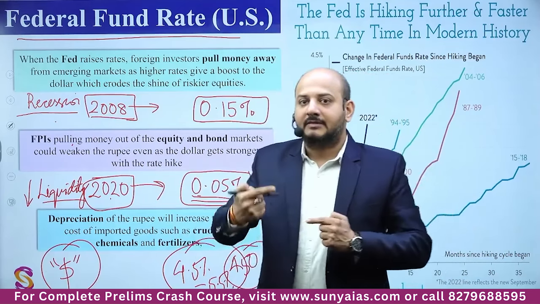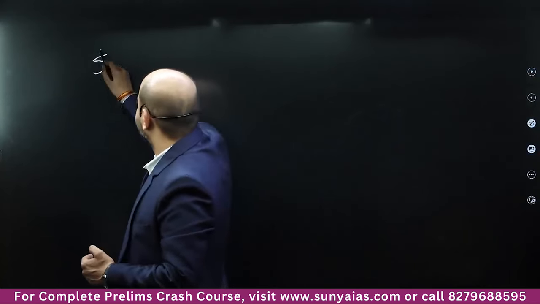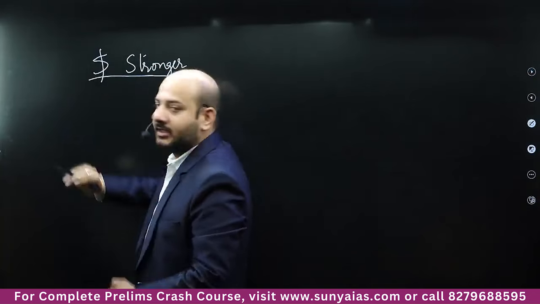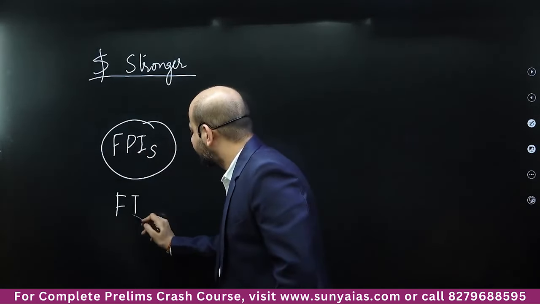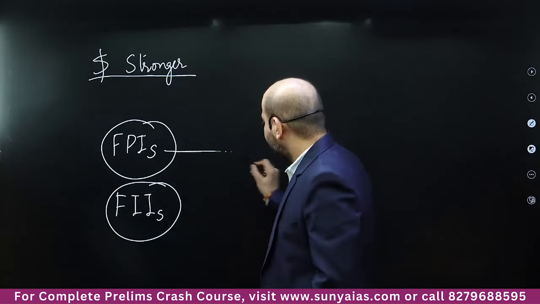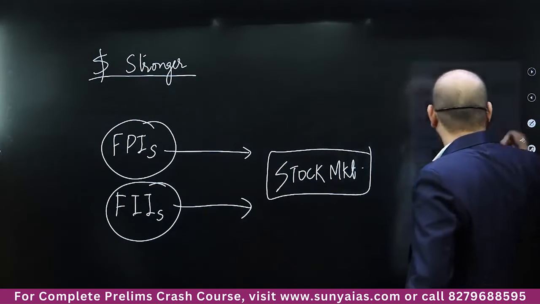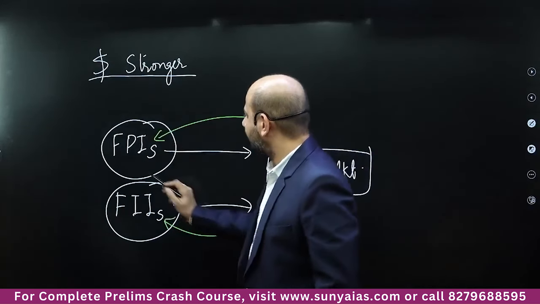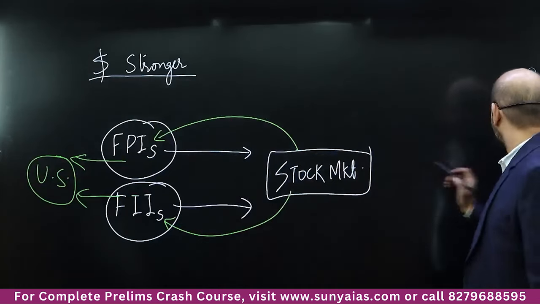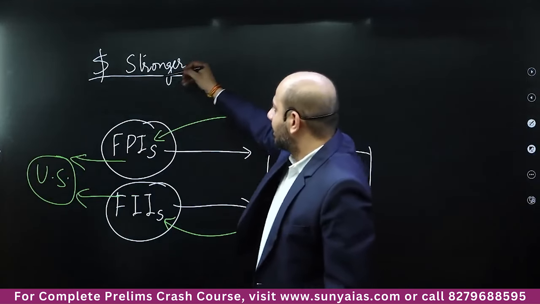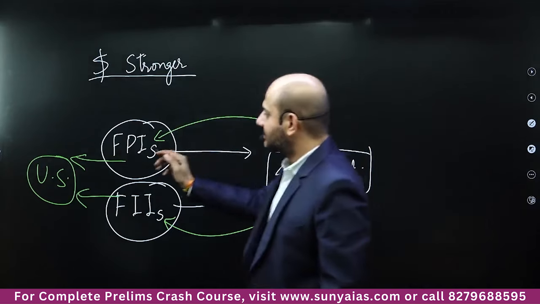The point you need to understand is, if the dollar becomes stronger, what will happen? Through FPIs or FIIs, foreign institutional investors and foreign portfolio investors, they are putting their money into the stock market. They will take back their money. They will pull it back towards the United States. Look, students make some mistakes here. Just understand this concept: the dollar will become stronger, therefore the money they were spending in the stock market of India, they will pull back towards the United States.